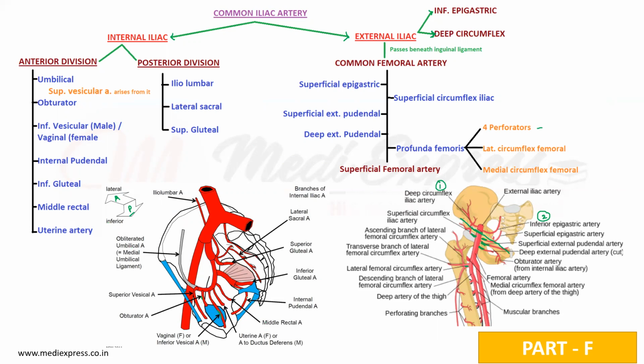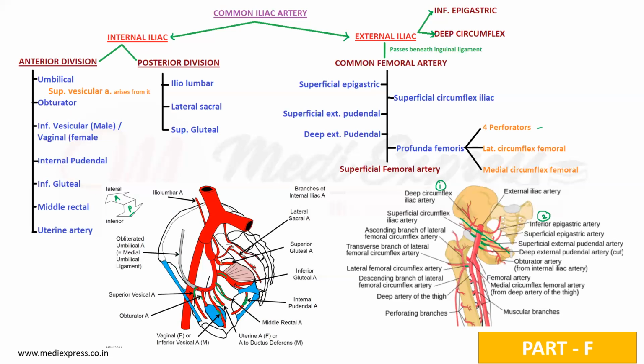Next one, we have an internal pudendal artery. You can see internal pudendal artery. Remember, these are the branches of the anterior division. Then we have an inferior gluteal artery, again arising from the anterior division. Then we have a middle rectal artery, middle rectal over here, and we have a uterine artery. So uterine artery is again here. So these are the branches of the anterior division. We have umbilical artery from where the superior vesical artery is arising. So these are the branches of anterior division of the internal iliac artery.